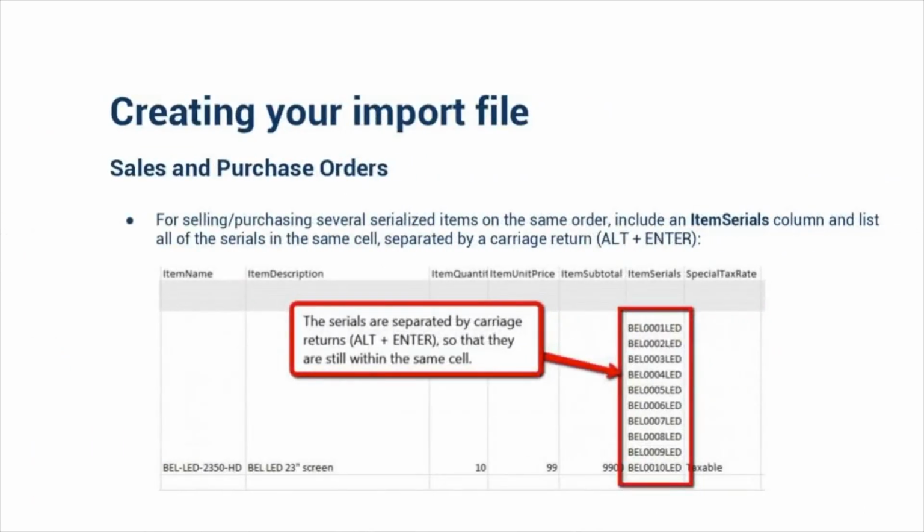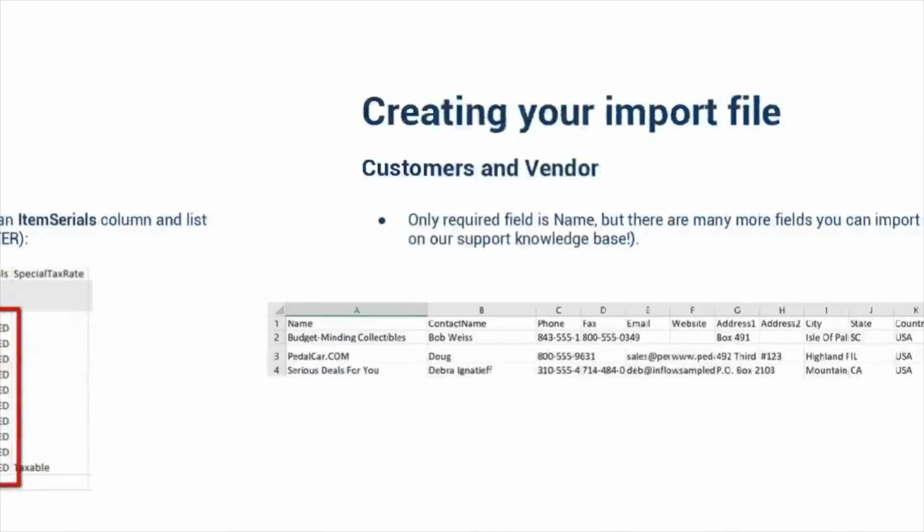All right, and before we leave off the order import, if you are selling or purchasing serialized products, you're going to, in this case, add an additional column for your item serials, and you're going to list the item serials that you are selling in that order in a single cell. You're just going to separate each serial number on its own line within the cell, using a carriage return. Again, if you have any trouble or any doubts about importing serial numbers, do look at our support knowledge base for importing orders, and it'll go through that with some great screenshots. So I hope that's clear there.